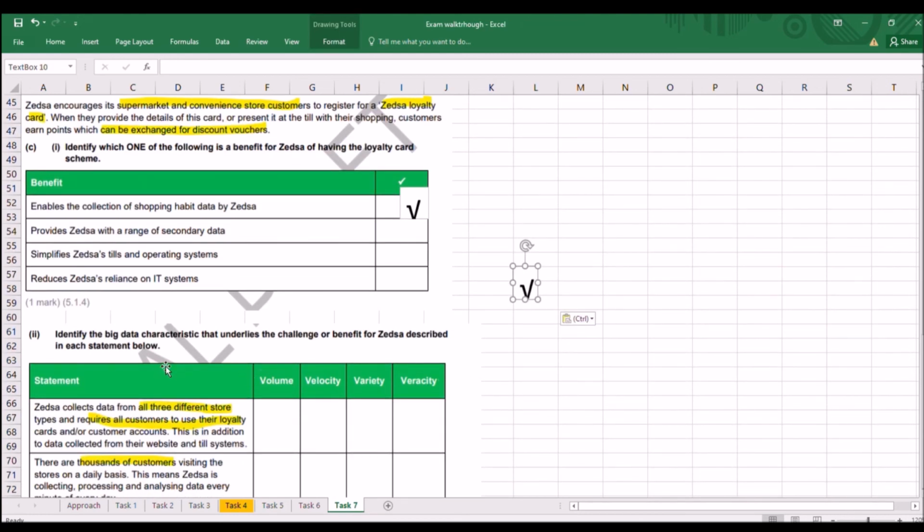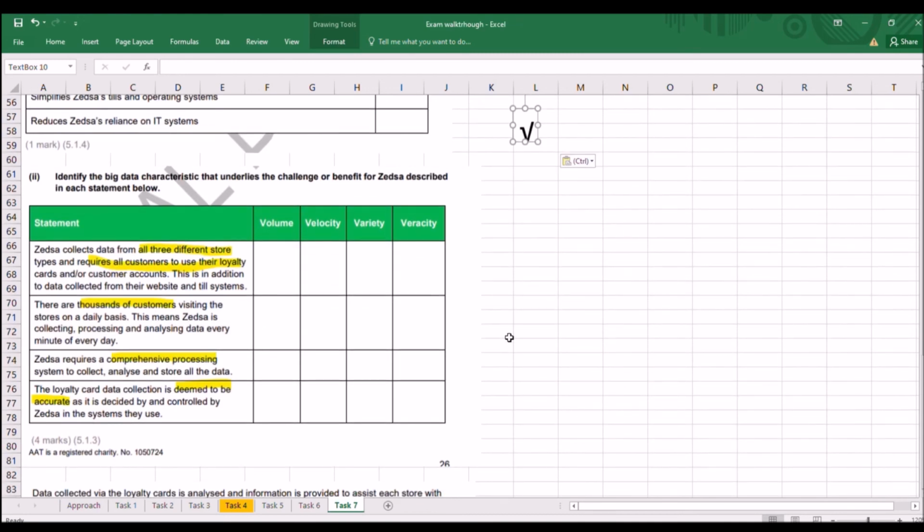Okay, identify the big data characteristics that underlie the challenges or benefits for Zesda described in each statement below. So we've got lots of data going on with this one, because it's a big company and it's got lots of loyalty, lots of people buying lots of different things. If we've got our big data, we've got four different types of things. So we've got volume, the amount of it; velocity, how quickly it has to be processed; variety, how different it is; and veracity, how accurate it needs to be. So Zesda collects data from all three different store types.